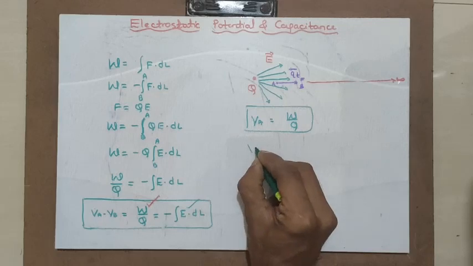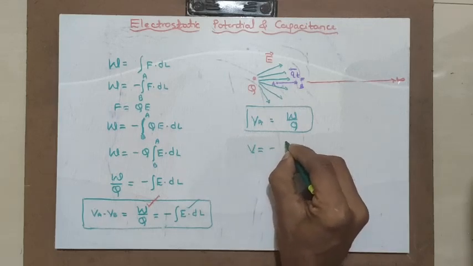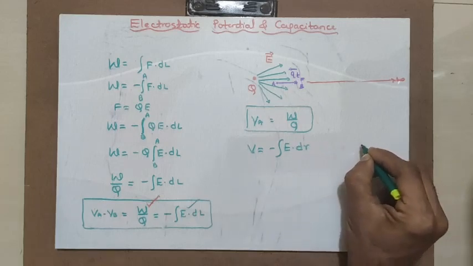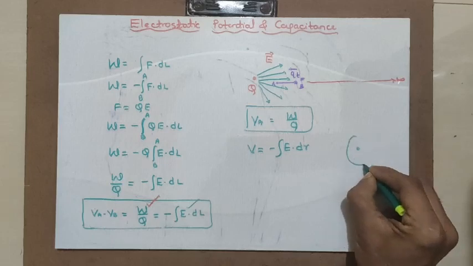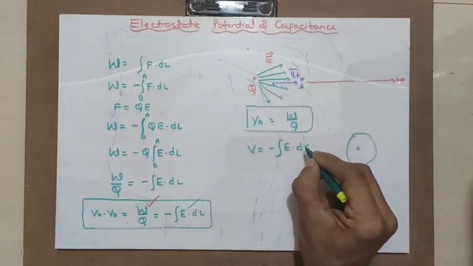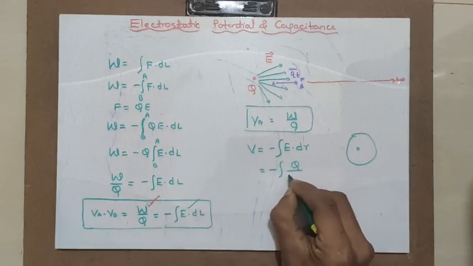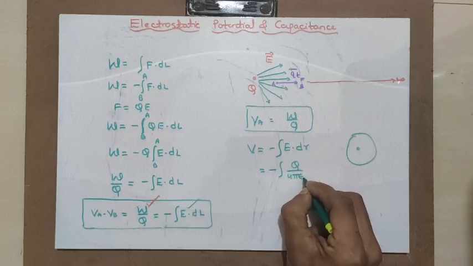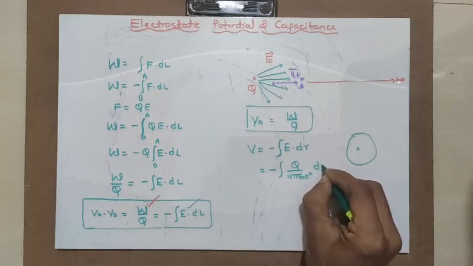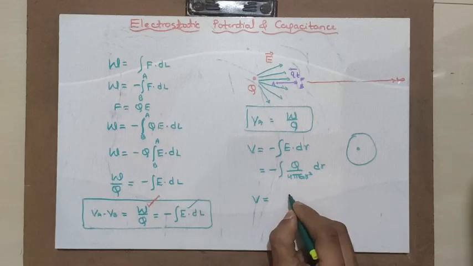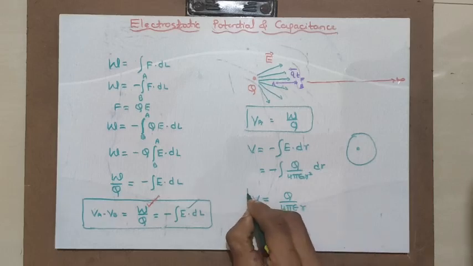Here, V becomes equal to minus integration of E dot dl. That dl becomes dr, because when you are having a point charge, spherical coordinates are to be taken, hence it becomes E dot dr, and minus electric field is Q upon 4 pi epsilon naught r square dr. When you are integrating it and substituting the values, you can see that V becomes equal to Q upon 4 pi epsilon r.